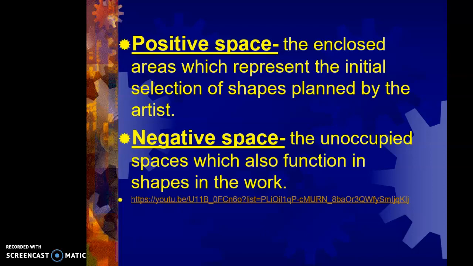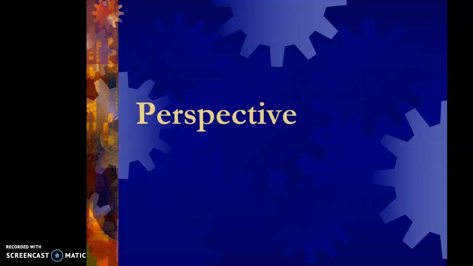Now, we have to talk about positive and negative space before we can go on from there. Positive space is the enclosed areas which represent the initial selection of shapes planned by the artist. So that's that red ball that we talked about on the white piece of paper. The red ball is the positive. The area around that red ball is the negative. So the negative space is the unoccupied spaces, which also function in shapes in the work. Make sure you take a look at that video link again.